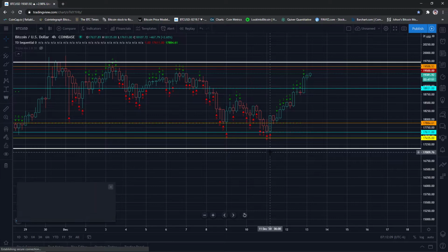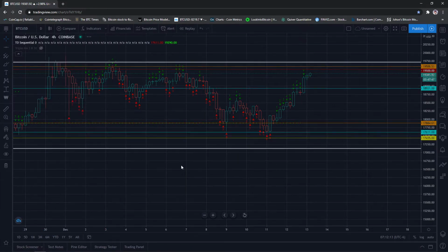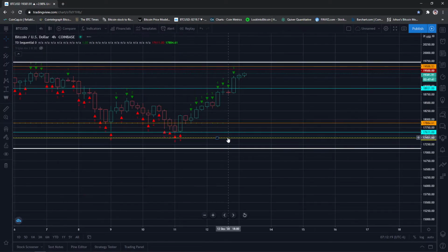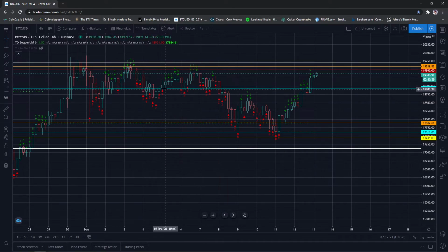So we got the 9, and then we're rebounding off. We rebounded off of this. Let's look at the daily. The daily is still within our range. This line right here was a TD9 that we never went below and then back tested up above. Initially here we didn't do that, but we did that here.